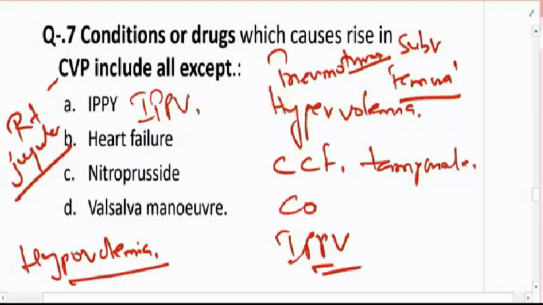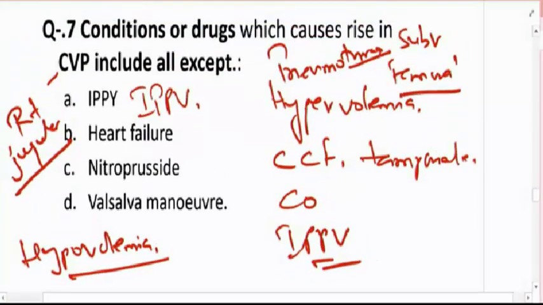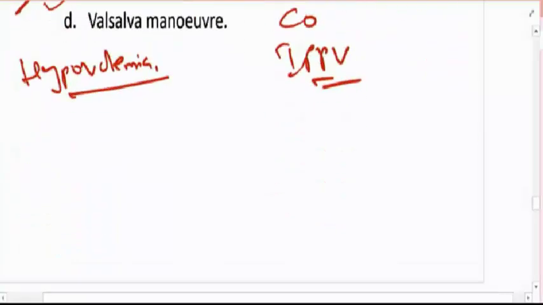Although the main complication is pneumothorax, the most common complication is subclavian artery puncture. That is the most common complication. So the answer to question number 7 is C. Nitroprusside does not cause an increase in CVP, it causes a decrease in CVP because it is a vasodilator.